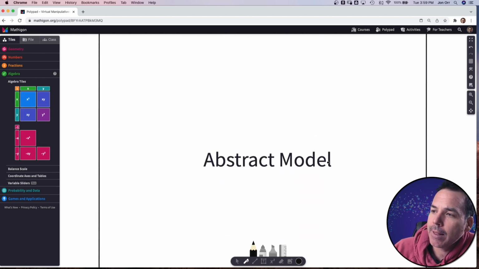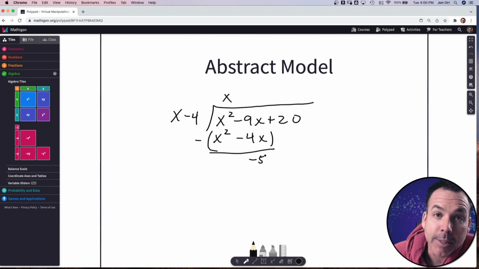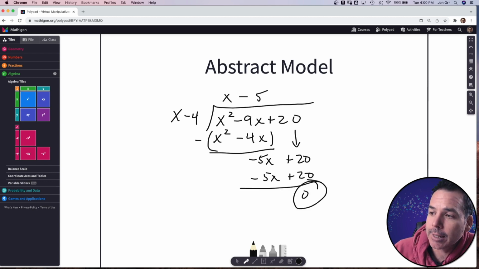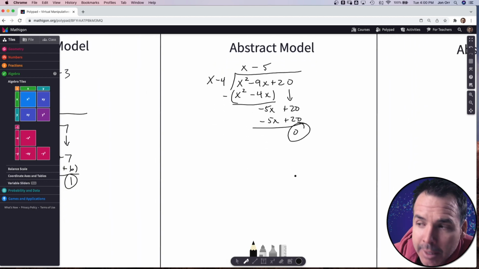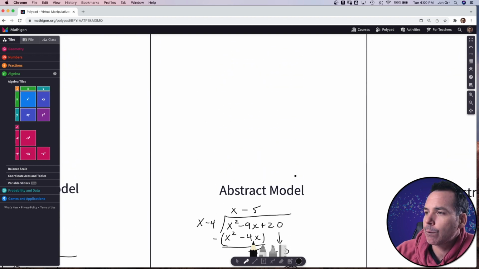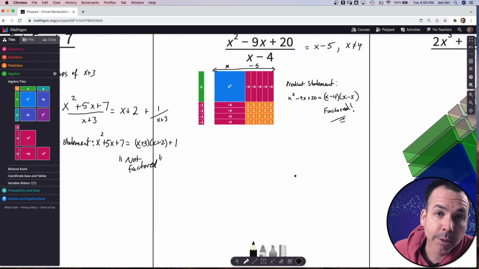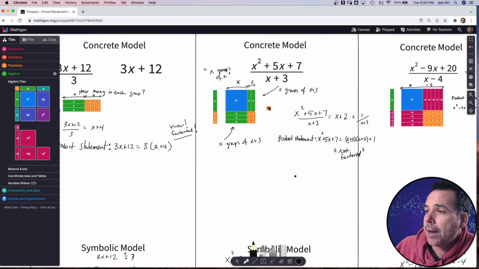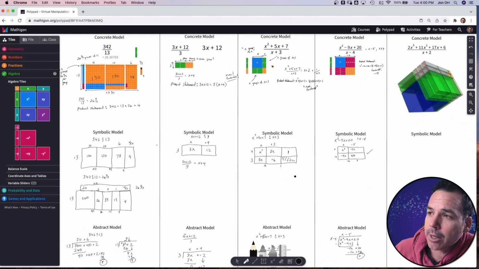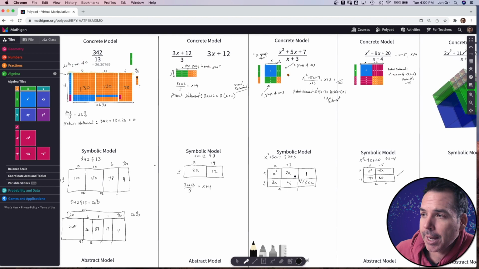So the symbolic method and that counting up strategy works here to figure out how to divide these two expressions. And then it follows into the abstract model, just the standard algorithm, just like we did before. And you can see that we get no remainder. No remainder is nice. We get two nice factors that work perfectly. And then this all leads into dividing polynomials of degree two or degree higher than degree two. The visual model, the concrete model, gets a little bit more tough to visualize and work with.